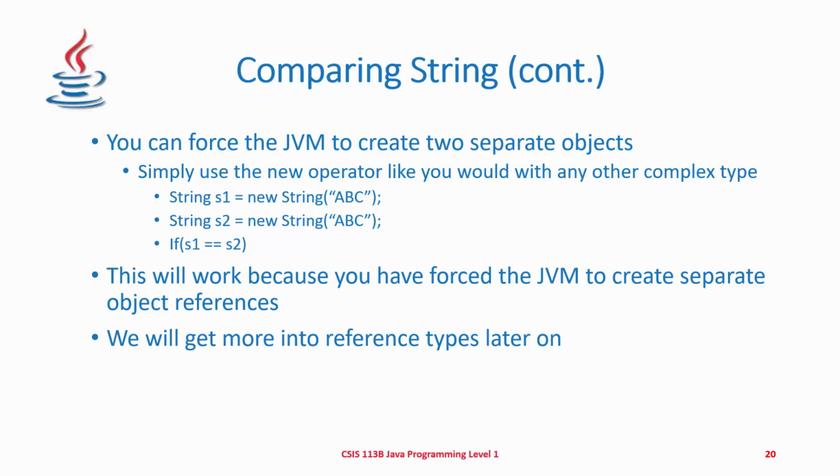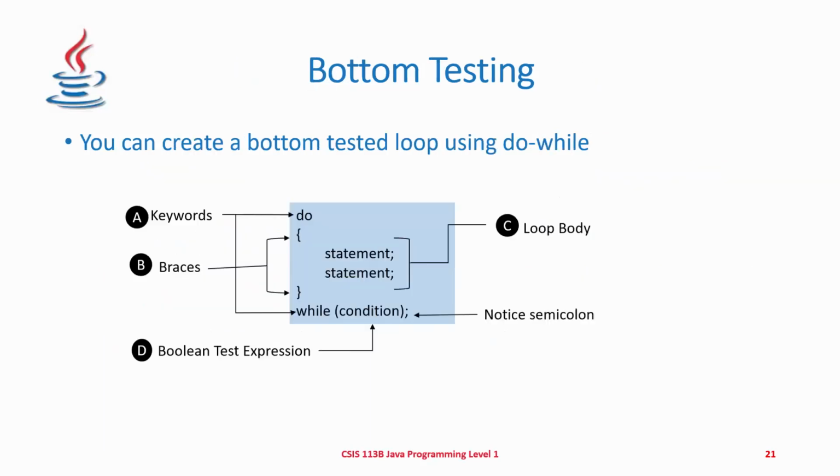So we'll get on into reference types much later on and give you more details here, but hopefully you can wrap your head around that and understand how it works. So getting back to our looping, we showed you the while loop previously. There is what's called a do-while loop as well.